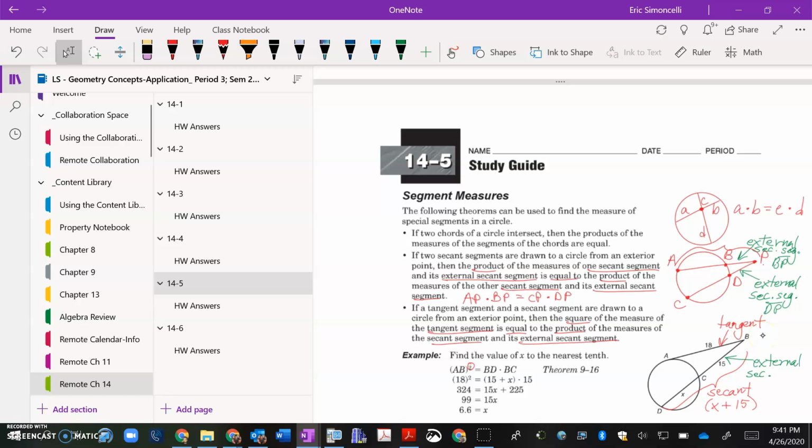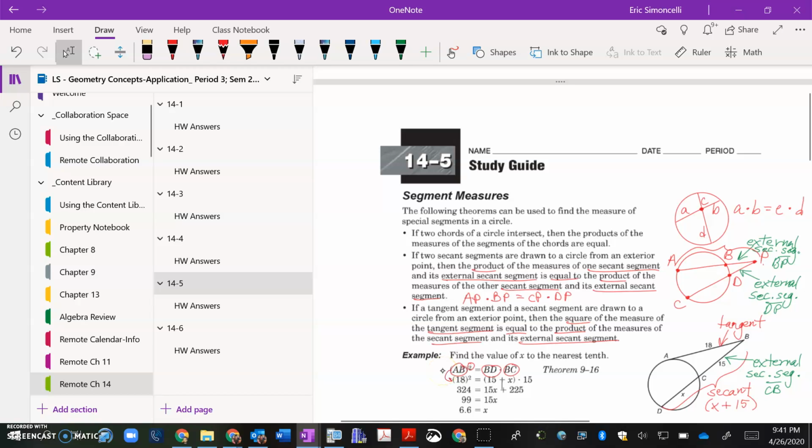The external secant segment, and that's specifically 15, but more generally, to relate back to the last theorem, let's say simply CB. Okay. Let's jump back to the application. So AB squared, again the tangent squared essentially, is equal to BD, which is that entire secant of x plus 15, times BC, or CB, same thing.